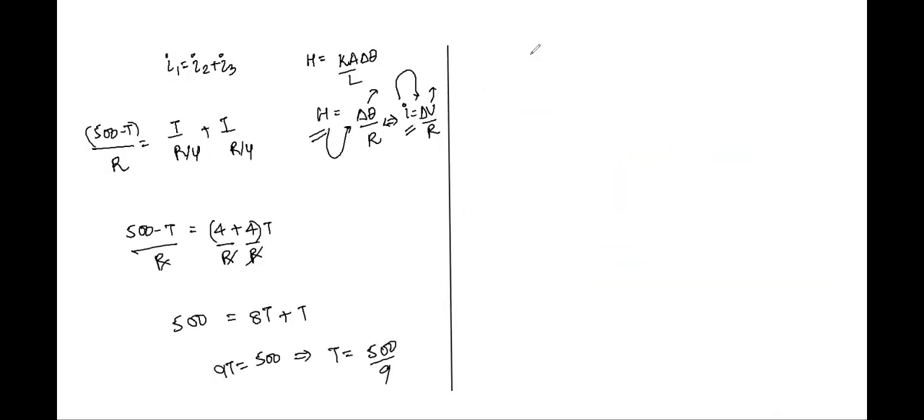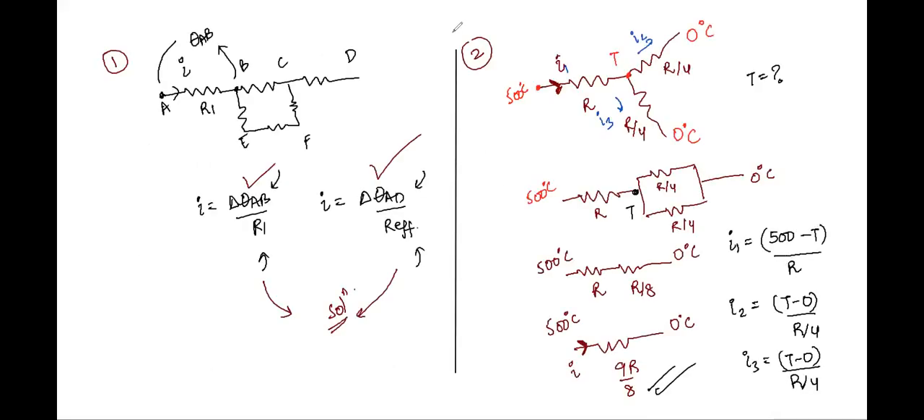What I'm doing, in the expression for I1, what did we take last time? We had taken it as 500 minus T upon R. This time I'm taking I1 is equal to 500 minus 0 upon R effective. Let's see if we get the same answer or not, right?